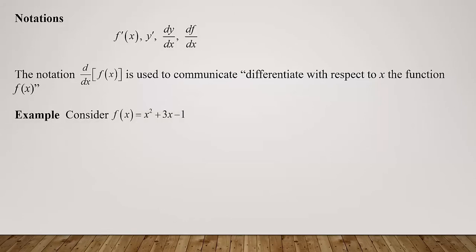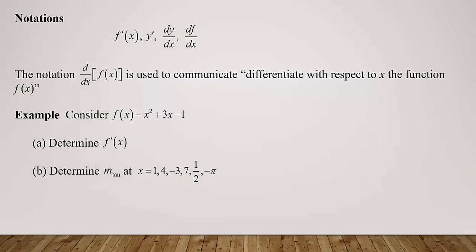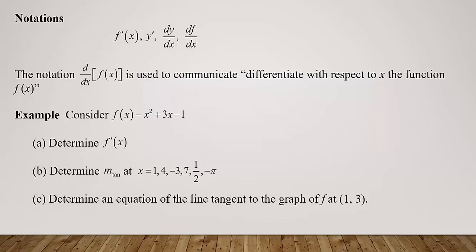All right, time to do an example. Let's look at the function f of x equals x squared plus 3x minus 1. In part A, let's determine f prime of x, the derivative of the function. Once we know the derivative, we'll be able to do part B very quickly. We'll be able to determine the slope of a tangent line at those 6 different values of x. It'll probably take us maybe 1 second for each value of x to get the slope of a tangent line. Very quick, very efficient.